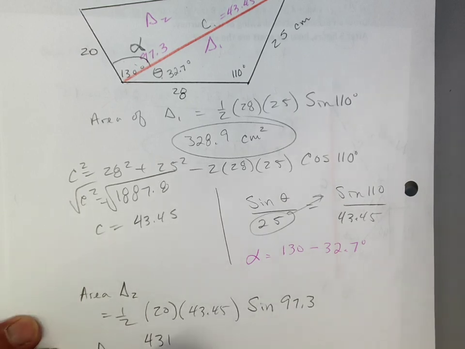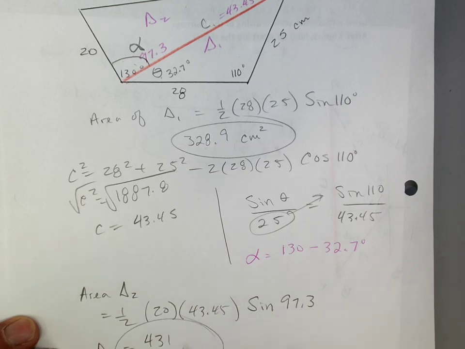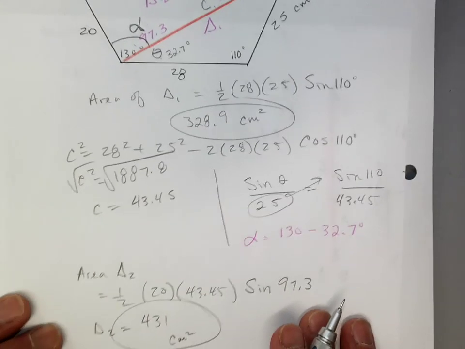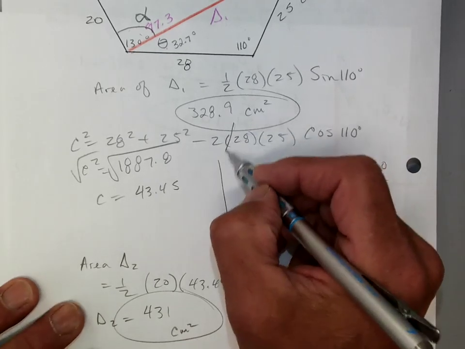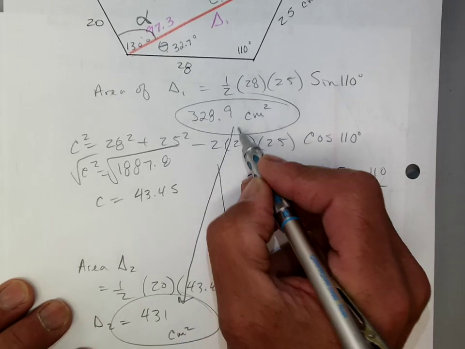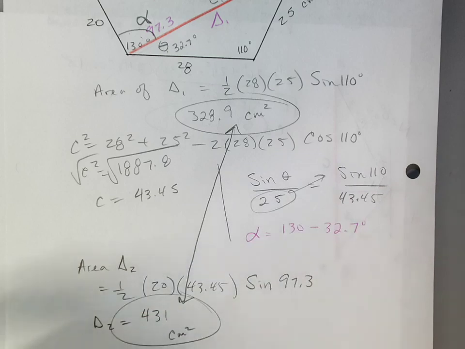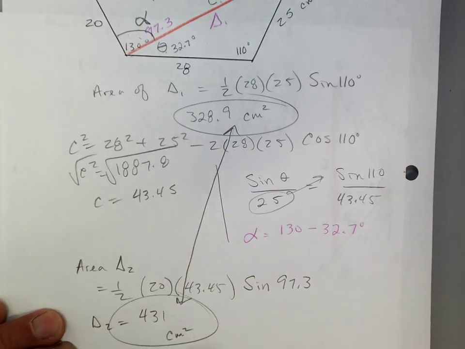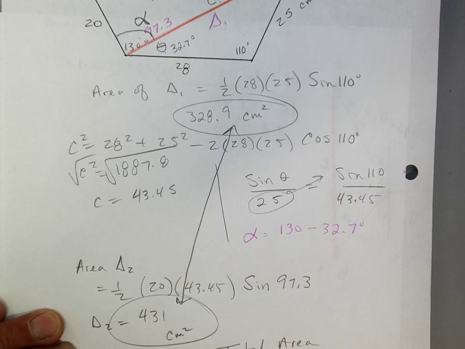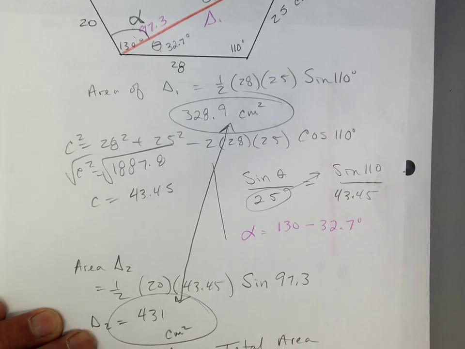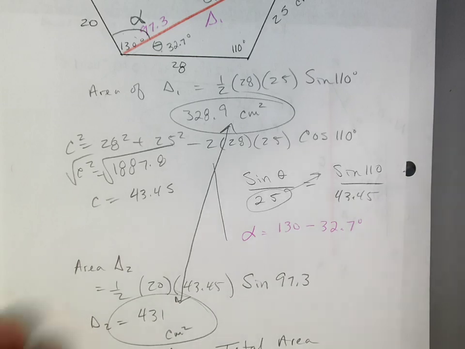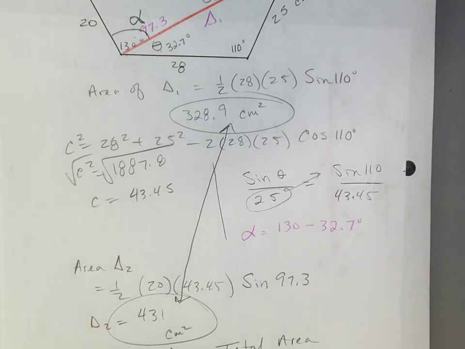Okay, that's triangle 2. Now it gets easy. Now it's just simple math. So, centimeters squared. Let's check it out. I've got triangle 1. I've got triangle 2. Let's add them together. So I'm just going to take triangle 1 plus triangle 2 equals total area. Triangle 1 is 328.9 plus triangle 2, 431. Okay, so let's add them together, and I finally got it.